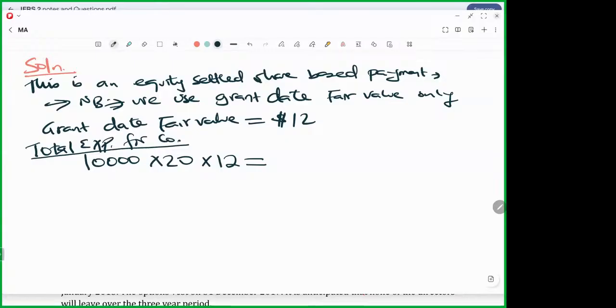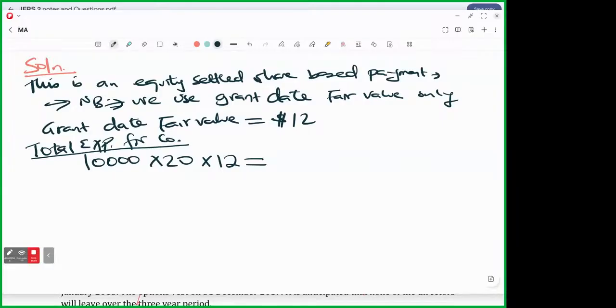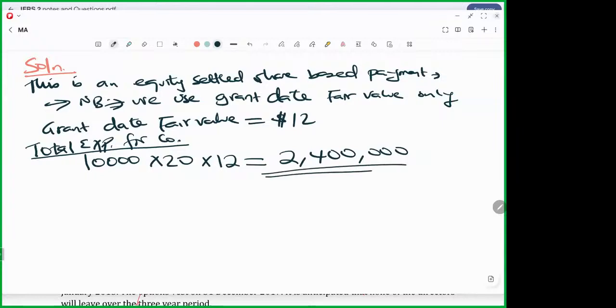So are you able to give me this total expense for the company, ladies and gentlemen? Anybody who is able to give me this total expense? If you read the question very well, the figure is 2.4 million. So this is how much the entire deal will cost us. And this will be the total expense over how many years, the vesting period? Vesting period is 3 years.